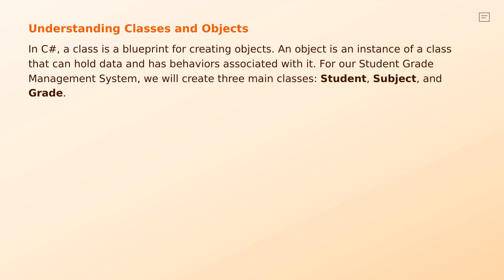This section covers understanding classes and objects. In C#, a class is a blueprint for creating objects. An object is an instance of a class that can hold data and has behaviors associated with it. For our student grade management system, we will create three main classes: student, subject, and grade.